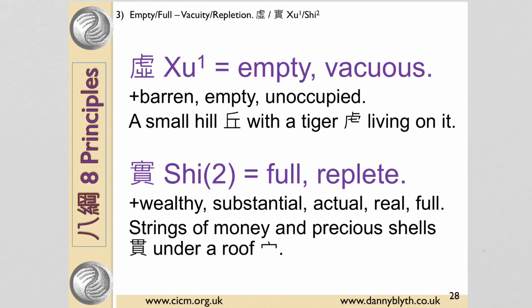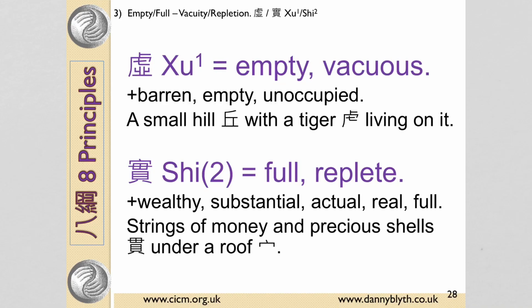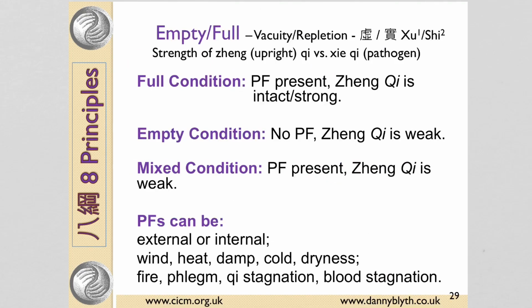Next pair is Xu and Shi, which are empty and full. Xu shows a tiger and a hill. So a hill with a tiger on it, something that's empty or barren and hence unoccupied. Shi shows a roof with strings of money and precious shells, so it was originally wealthy and hence full or replete, substantial.